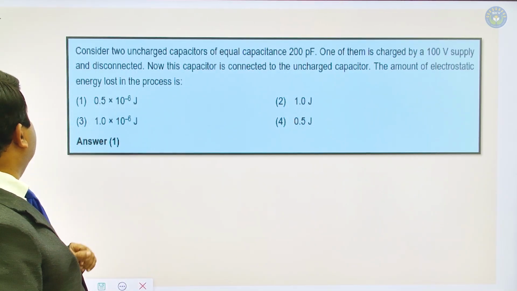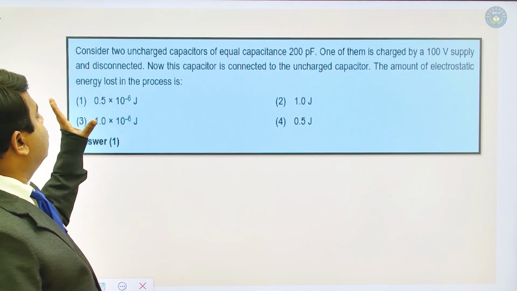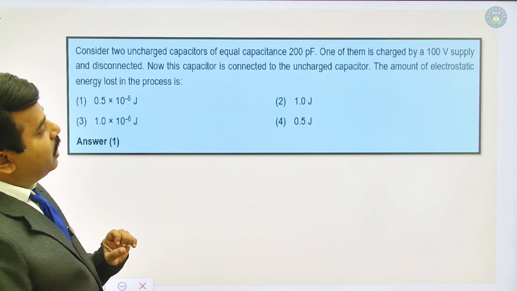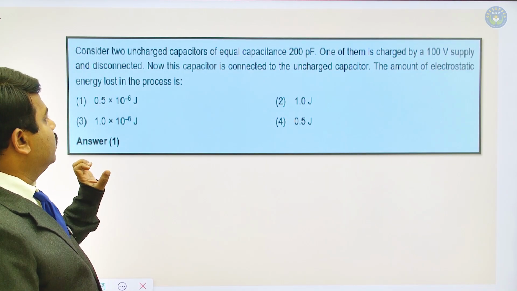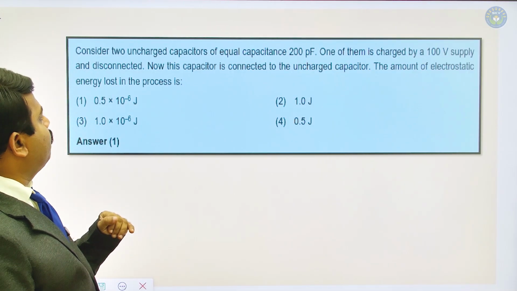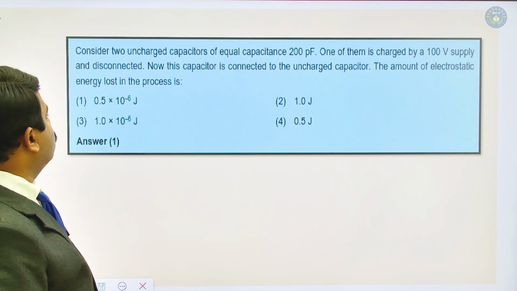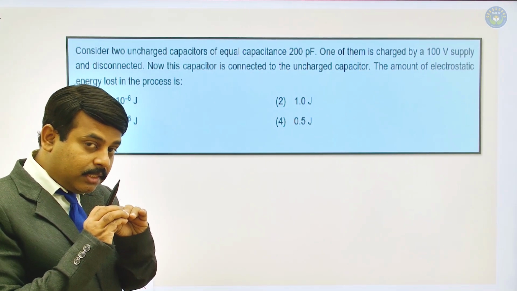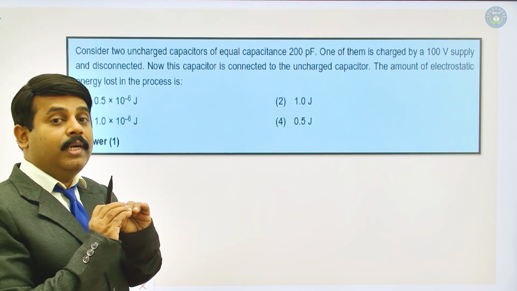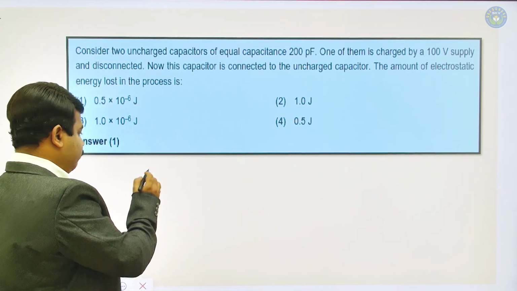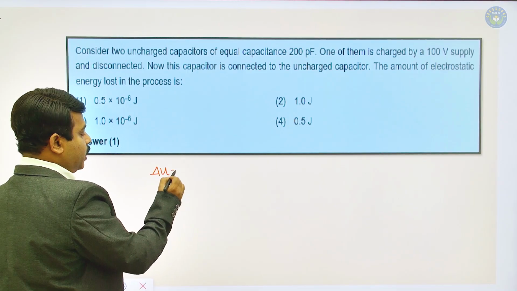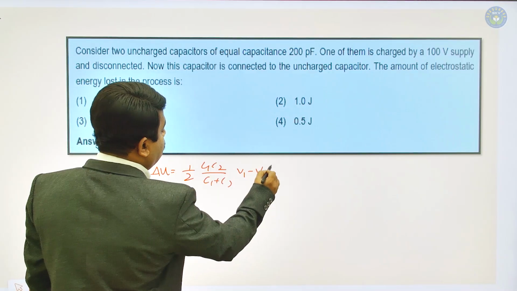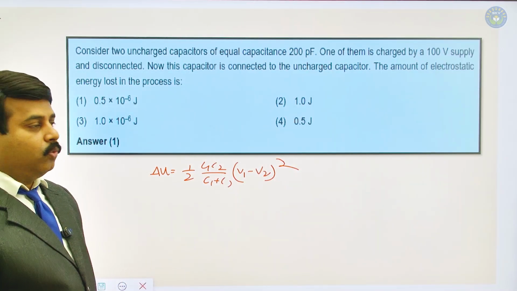Now let us do question number 23. Here, consider an uncharged capacitor of equal capacitance 200 picofarad. One of them is charged by 100 volt and then disconnected. Now the charged capacitor is connected to the uncharged capacitor, right? The amount of electrostatic energy lost in this process is. So when one capacitor is charged, that charged capacitor is disconnected from the battery and connected to another capacitor. In the connecting case, what is the expression for energy loss? C1 C2 divided by C1 plus C2 into V1 minus V2 the whole square? This expression we derived in classroom, right?